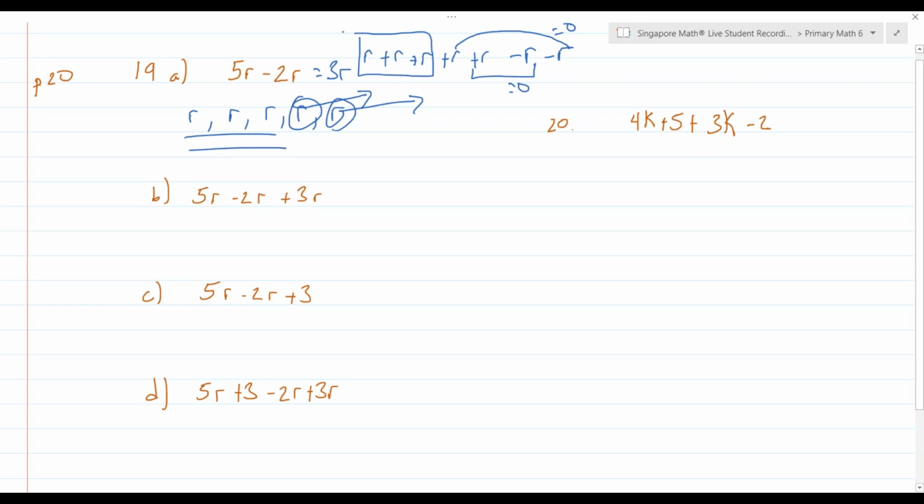So that's two different ways to look at it, plus of course the book draws bags that represent r marbles in each one. So look what we have. Again, 5r minus 2r plus 3r.